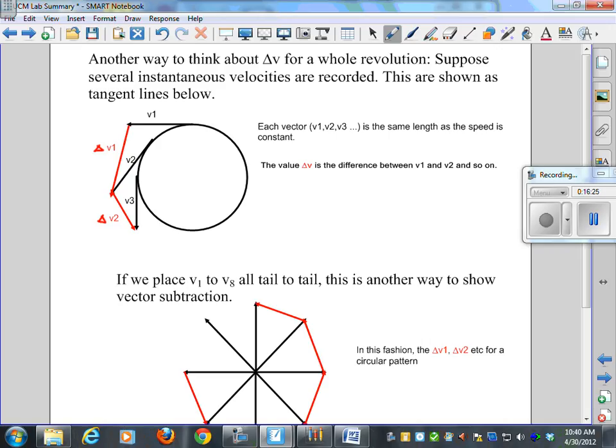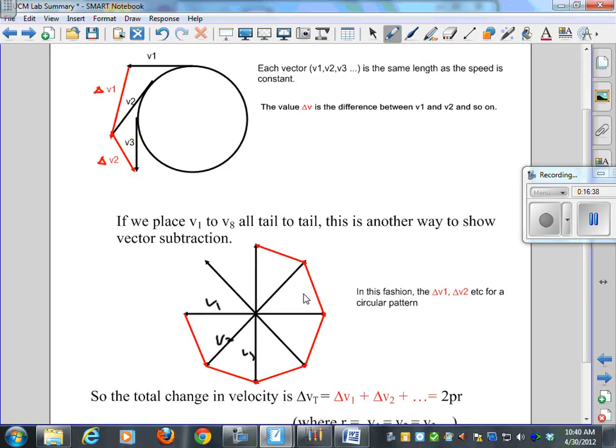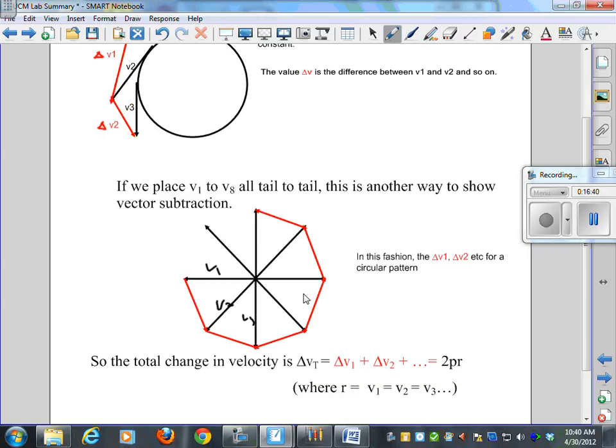Now another way that we can do vector subtraction is to place vectors tail to tail. So the black ones, once again, this would be V1, this would be V2, this one is V3, and so on. If I place them all tail to tail, and then the red ones here, this is delta V1, delta V2, delta V3, 4, 5, 6, and so on, all the way around, right? You'll notice that they sort of make a circle, right?